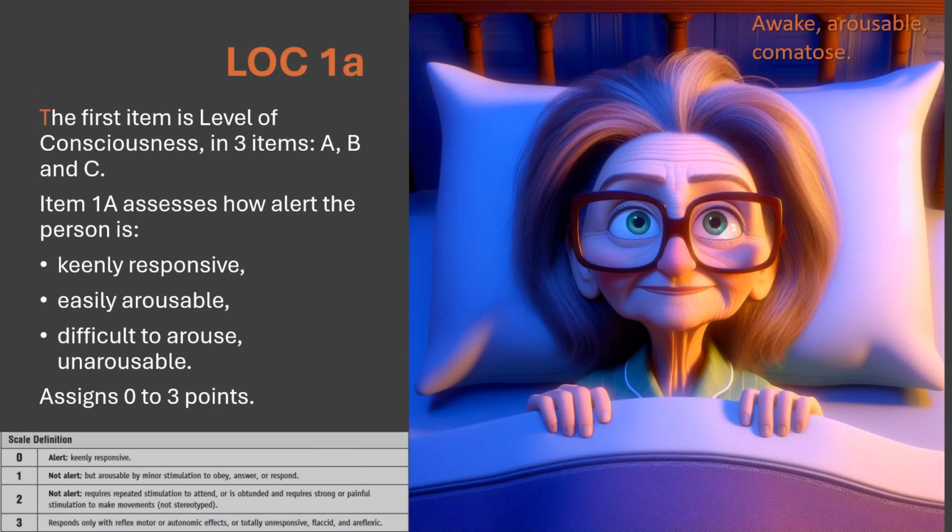Let's dive in. The first item is level of consciousness, in 3 items, A, B, and C. Item A assesses how alert the person is: keenly responsive, easily arousable, difficult to arouse, unarousable. Assigns 0 to 3 points.